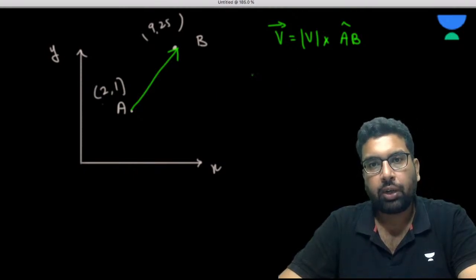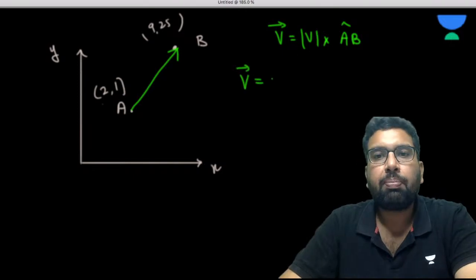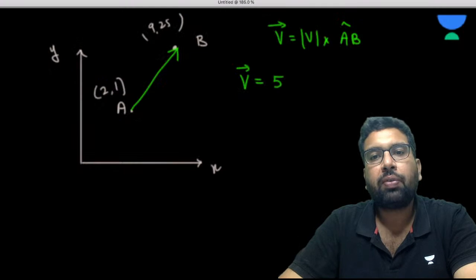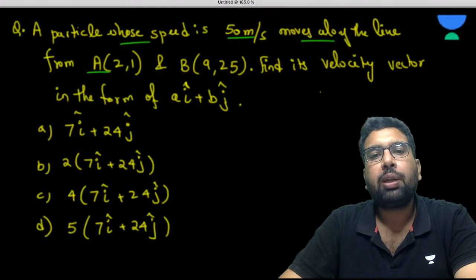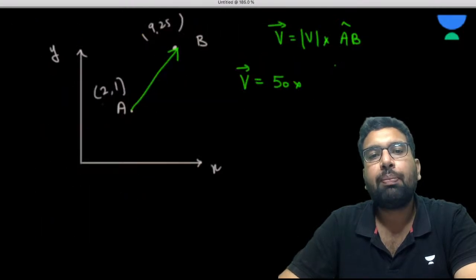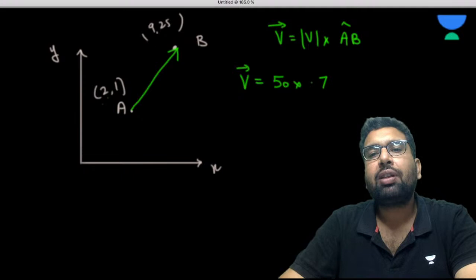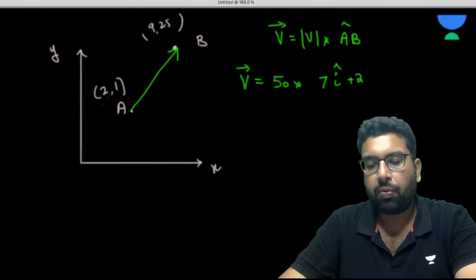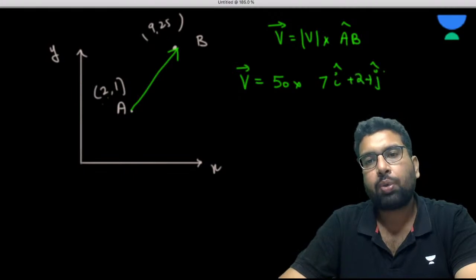So what can we do? V vector is going to be, what is the magnitude of V? It is going to be 50. What is going to be the AB cap? AB cap is going to be the unit vector. So 9 minus 2, that is 7. See, x2 minus x1, very simple, right away. We don't have this much time in the examination. 25 minus 1, that is 24 j cap.